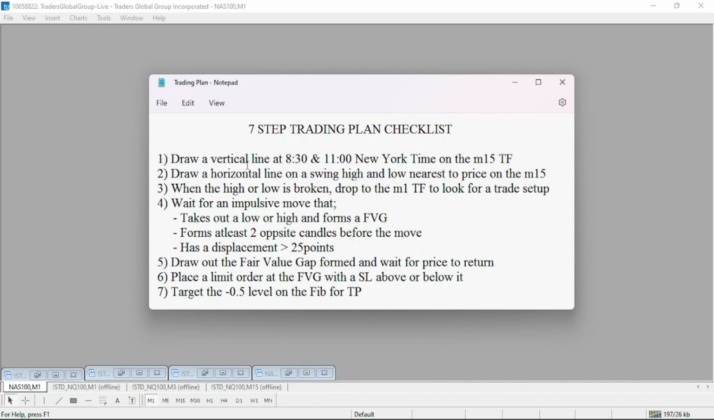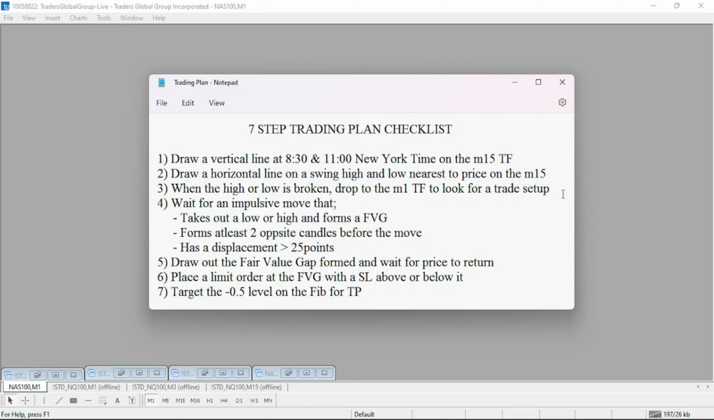First step, draw a vertical line at 8:30 and 11 New York Standard Time on the 15-minute time frame. So this remains the same as what we normally did on the 1 minute time frame. Then secondly, we draw a horizontal line on a swing high and low nearest to price on the 15-minute time frame. Step 3, when the high or low is broken, we drop down to the 1 minute time frame to look for a trade setup. So this is what we normally used to do when we're on just the 1 minute time frame.